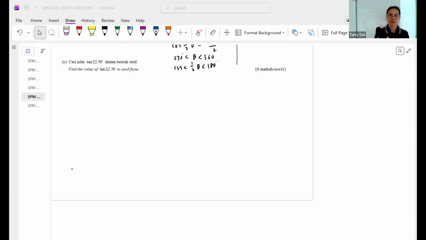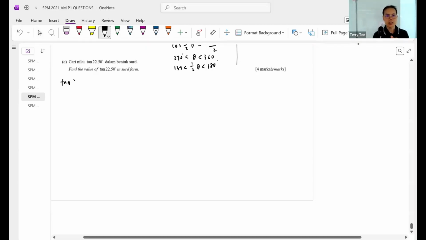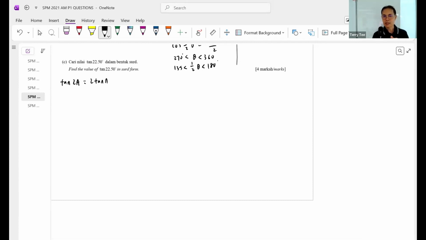Last one. Find the value of tangent 22.5 in surd form. So this one, again, we're going to use the double angle formula or half angle formula. What is it for tangent? We only use one formula. Tangent 2A is what? 2 tangent A divided by 1 minus tangent squared A.